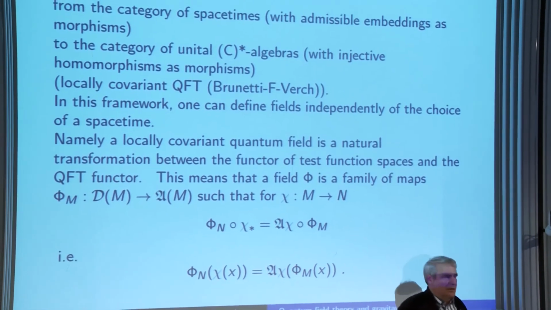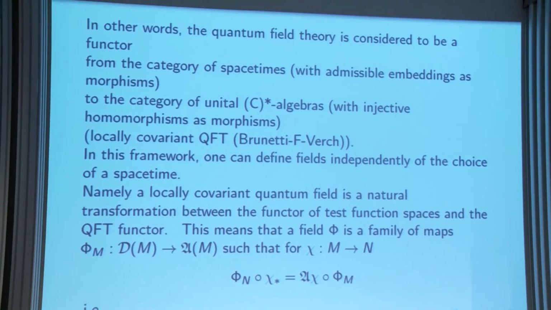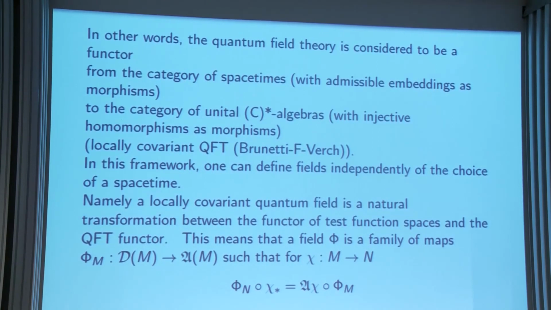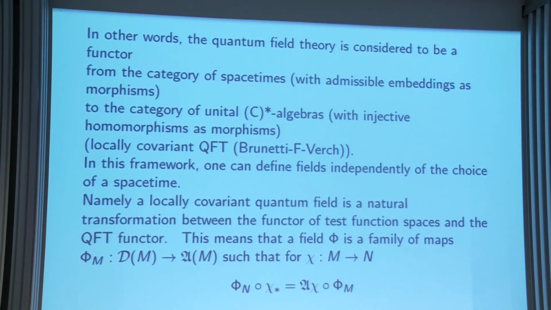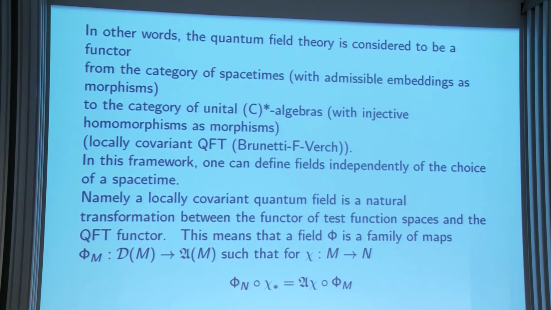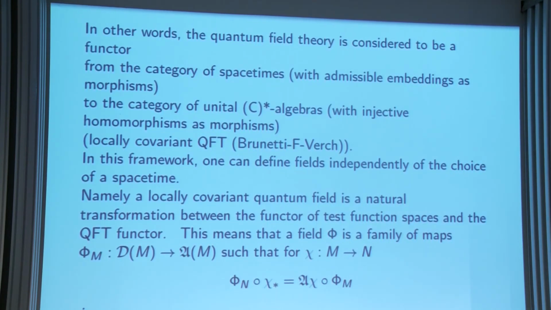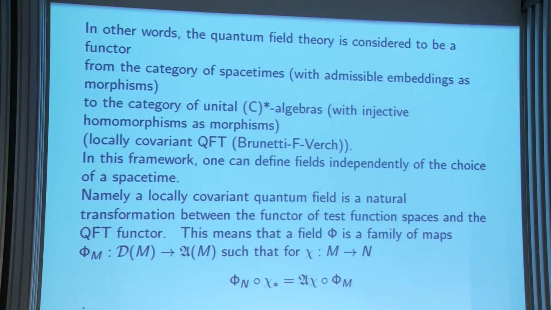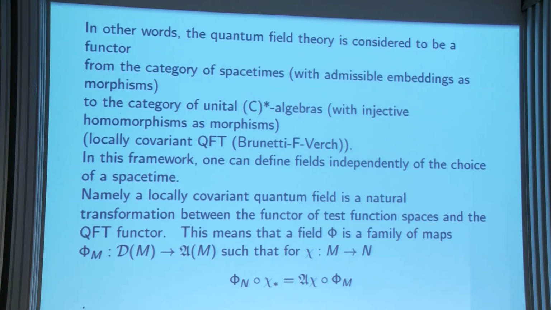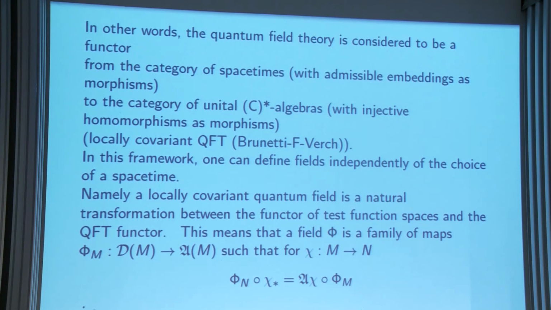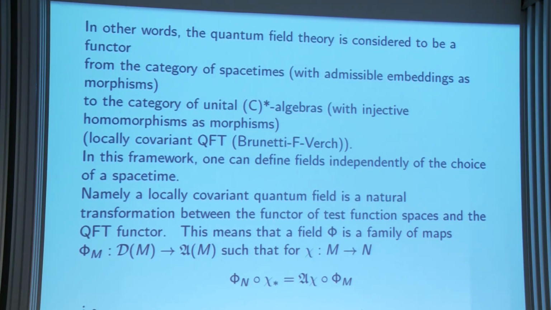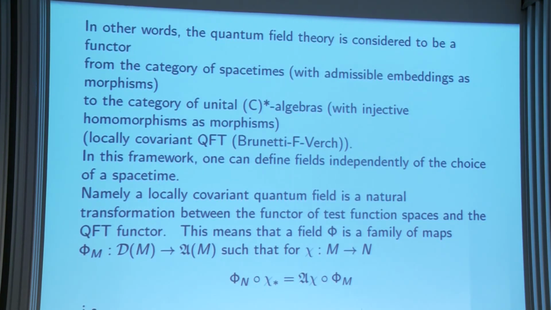So in the language of category theory, this just tells you that the quantum field theory is a functor from the category of spacetimes with admissible embeddings as morphisms to the category of unital star algebras with injective homomorphisms as morphisms. This is a concept which was called locally covariant quantum field theory, and in a paper together with Rainer Ferch and Romeo Bonetti.